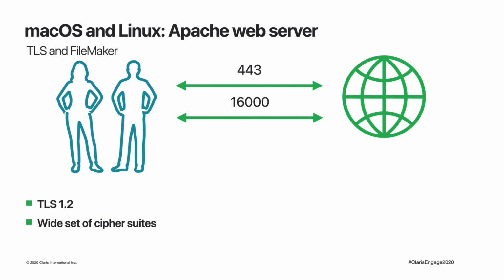Now let's have a look at the web server. For the web server, we have to look at several versions of the FileMaker Server. First of all, you have macOS and Linux. macOS and Linux both are using the Apache web server. All settings are already set by the FileMaker Server installer, so TLS 1.2 is enabled, and a wide set of modern, safe cipher suites.